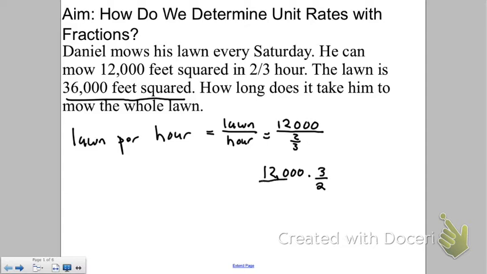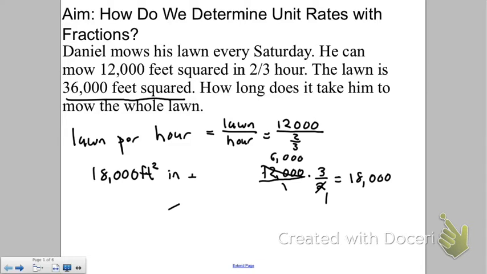12,000 I can turn into a fraction by putting it over 1. I can simplify this by making this a 1 and turn this 12,000 into 6,000. 6,000 times 3 is 18,000. That means that Daniel can mow 18,000 feet squared in 1 hour.